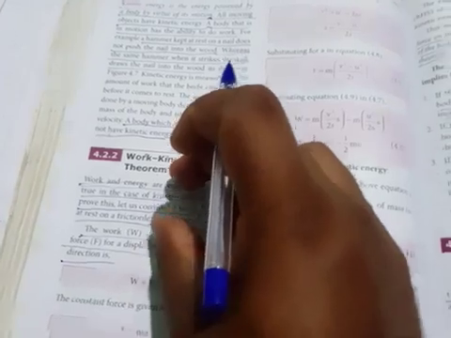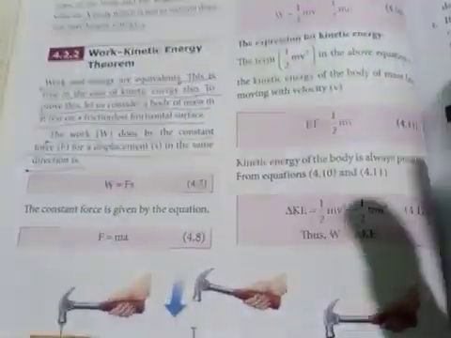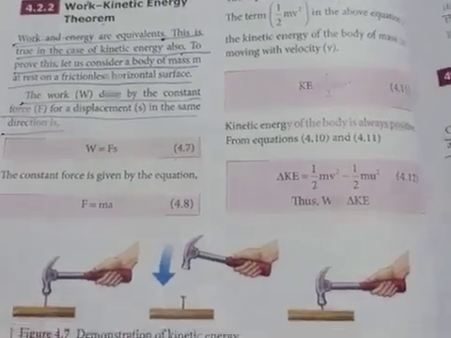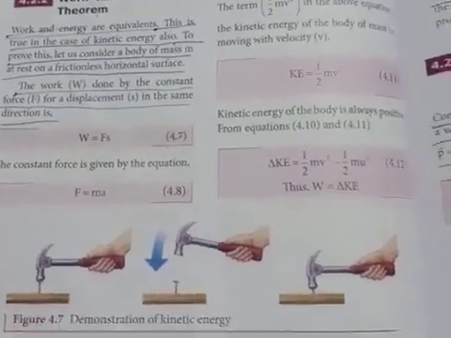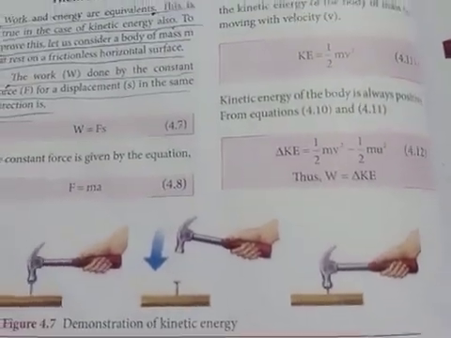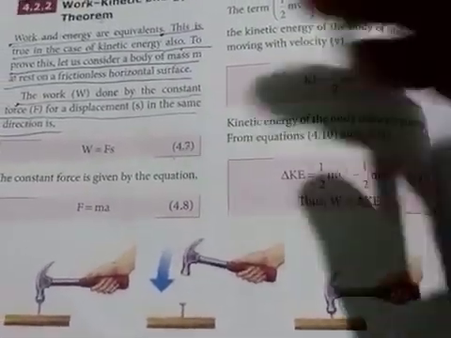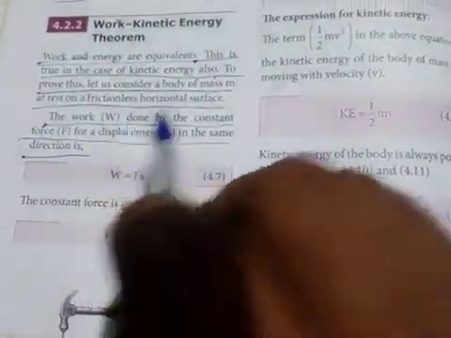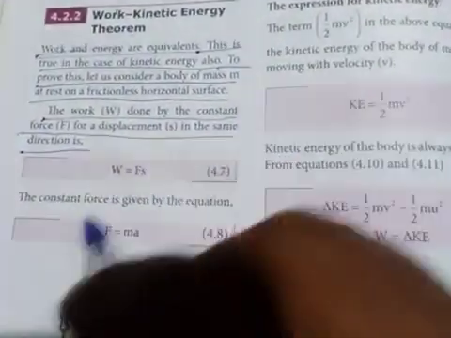First you have to write some concept. Actually this work and energy are equivalent. Here we are proving that work and kinetic energy are also equal. For that we are considering one object which has mass m, and I can write some work is done by the constant force for the displacement. Then you can use the equation up to here.